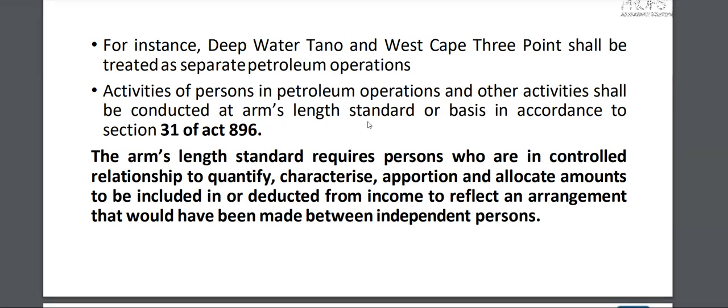Activities of persons in petroleum operations and other activities shall be conducted at arm's length standard or basis in accordance with Section 31. Section 31 deals with the arm's length standard. Basically it means that whatever transactions happen, even though it's a joint venture arrangement, must be treated as if they were treated amongst independent persons. Basically, that is what it means.